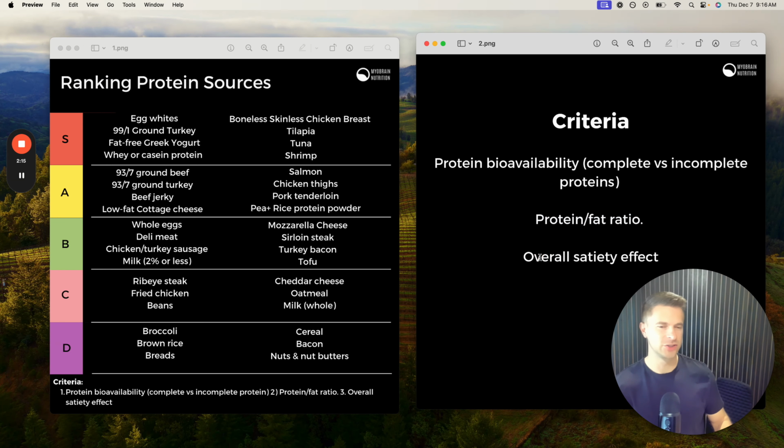And then similar, but the overall satiety effect. So some more plant-based or grain-based proteins, something like oatmeal, while it's not very high in the actual protein, it will give you some sort of accessory protein and it will promote some good fullness. Beans are another good example of this. Decently high in protein.